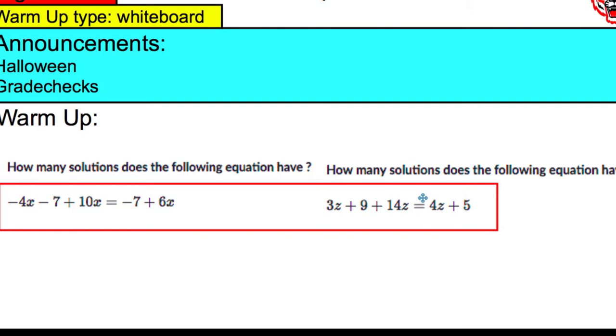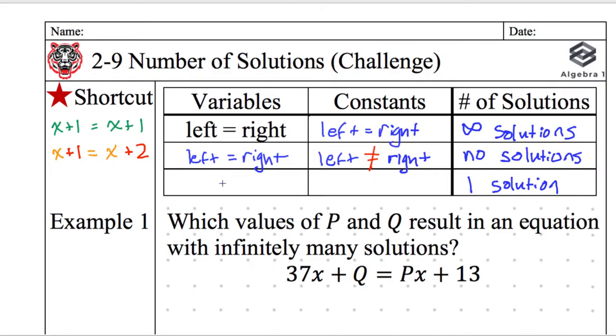What do you think? What should I be writing here? Does the left equal the right? Quiet raised hand if you have an idea. By the way, you can still make an incorrect guess and you still get candy.